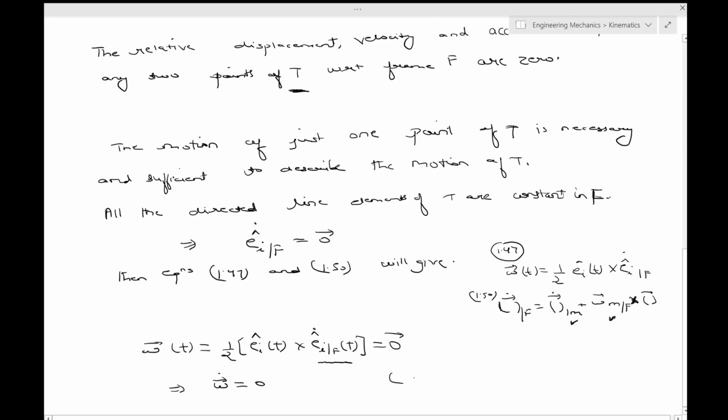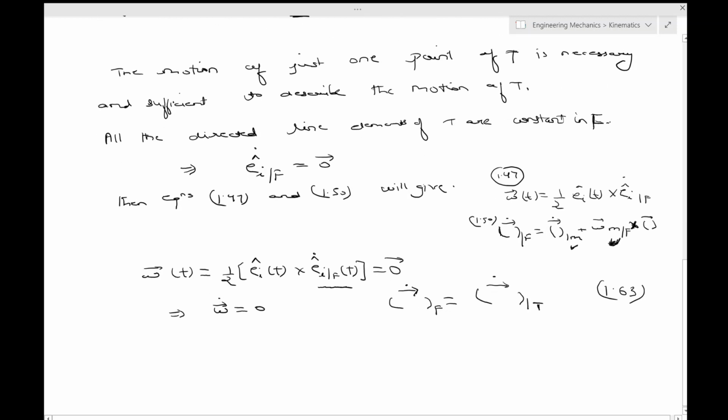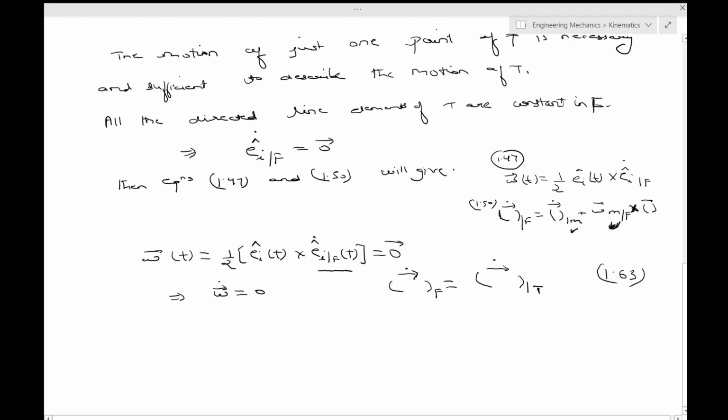Also, it would mean that any vector in the f frame, the time derivative of any vector in the f frame will be the same as the time derivative of the vector in the t frame, just because this omega is constant. Okay, so this is called equation 1.63, and it is much simpler as you can compare with the previous descriptions of m. So that makes a lot of difference in the mathematical treatment of translating frames.